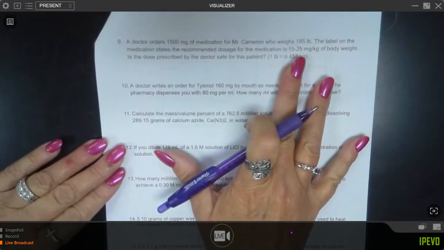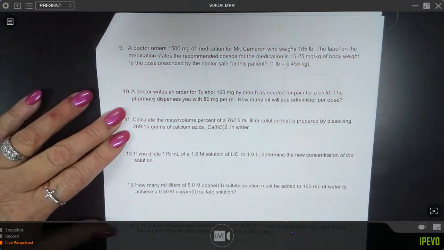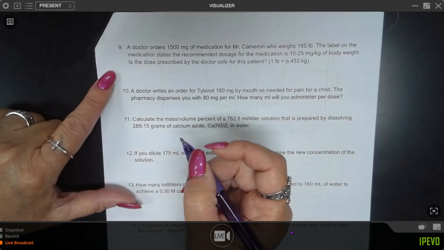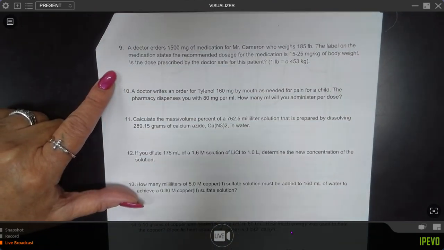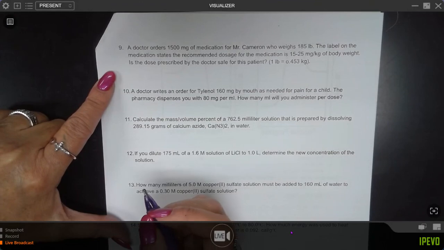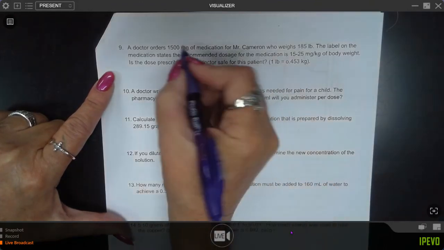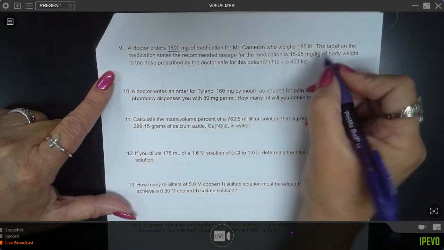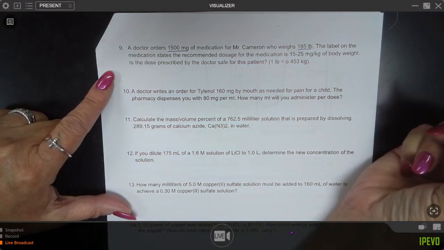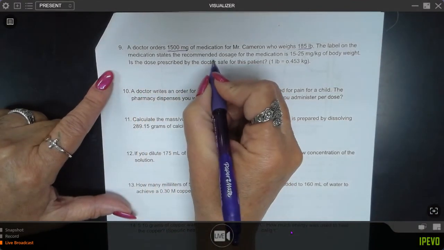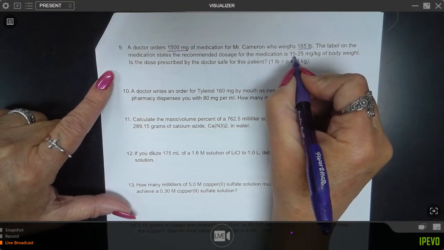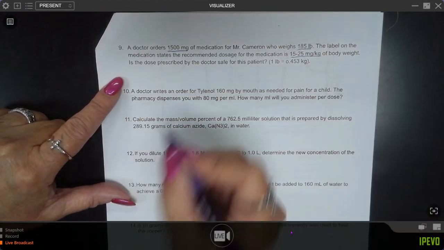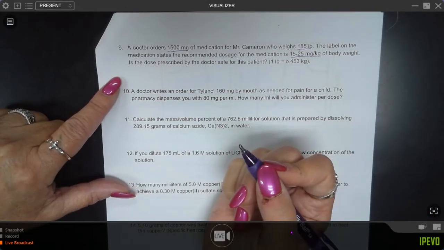Okay, all right. So this next one is a medical question, but it's honestly just a conversion. You've got to look at these and not stress because it's a lot of information. You just got to figure out what of that information you need to use. So this says a doctor orders 1,500 milligrams of a medication for Mr. Cameron who weighs 185 pounds. The label on the medication states that the recommended dosage is 15 to 25 milligrams per kilogram of body weight. Okay, is the dose prescribed by the doctor safe for this patient?